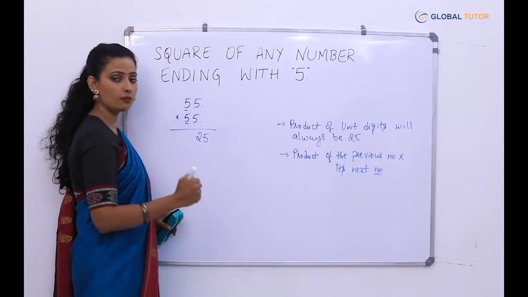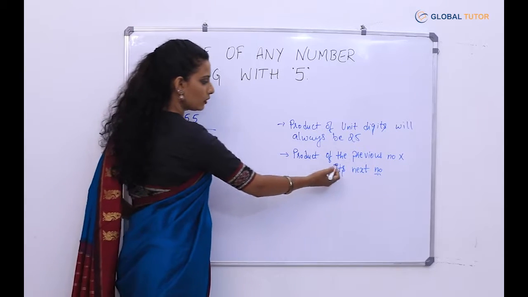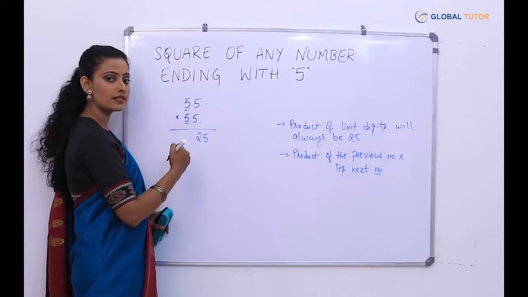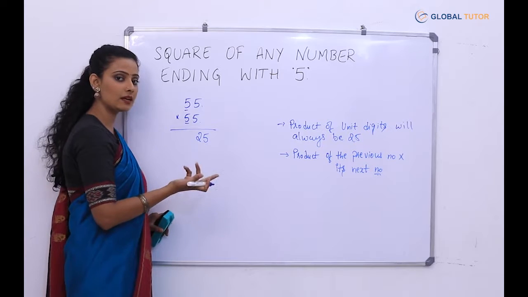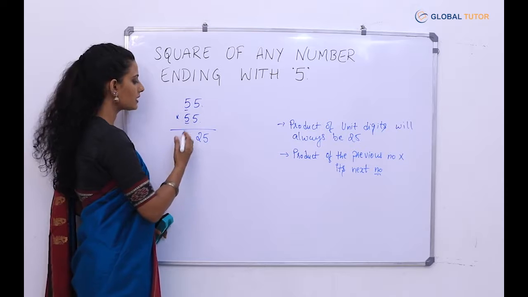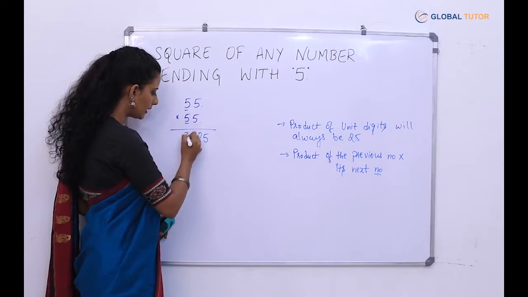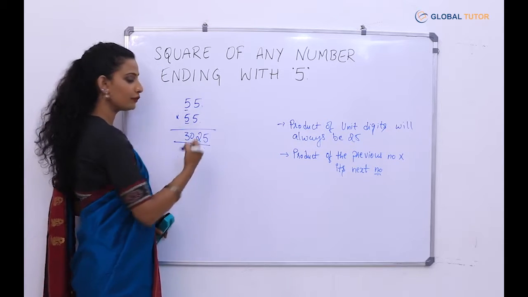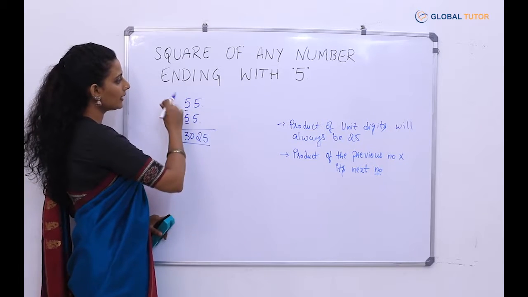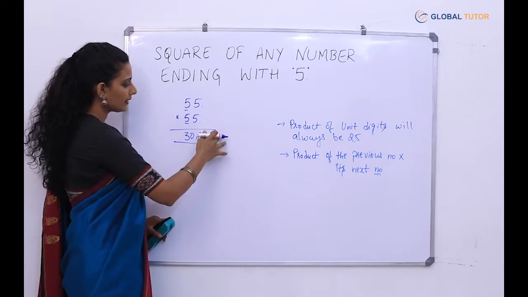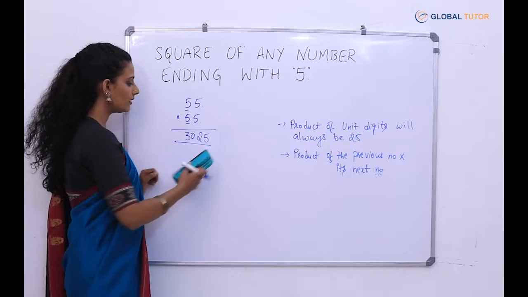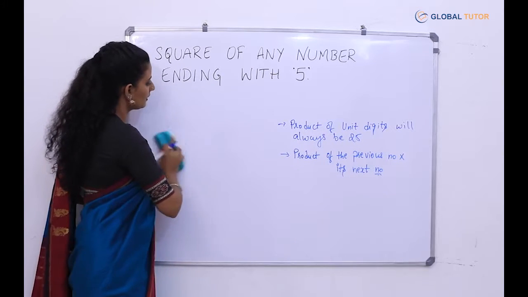Since this is the first step, what will be the second step? The product of the previous number into its next number. Here the previous number is 5 and its next number is 6. So 5 into 6 will be 30. So 55 into 55 will be 3025. This is the answer for the square of a number ending with 5. Very simple, isn't it? Now let us see one more example.